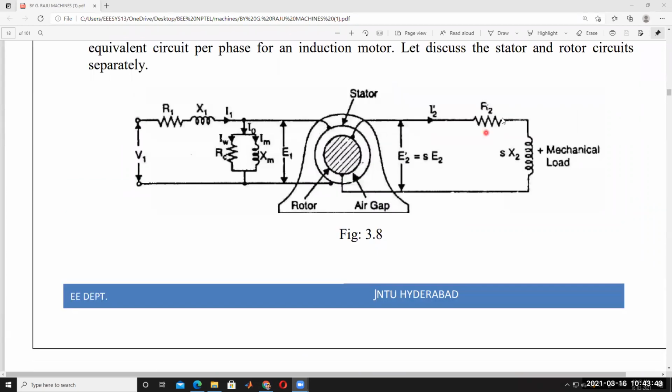Equivalent circuit of the secondary side. This is called the equivalent circuit. This part we have to discuss, only this part. This part is the same as a transformer. We have to represent it as a mechanical load. So this complete equivalent circuit is represented as a mechanical load.